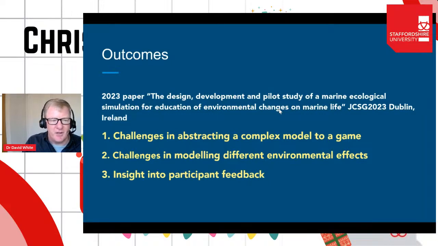So the outcomes of that: I wrote a paper and presented it at the joint conference on Serious Games in Dublin this year. In the paper, I talked about the challenges of abstracting a very complex model to a game. I talked about the challenge of modeling different environmental effects, because every time you introduce, say, what effect will this environmental effect have on the species, you have to understand what is the literal meaning of that in terms of how it affects a starfish or a sea urchin and so forth. And we developed insights into the participant feedback, which I gave you on the previous slide.